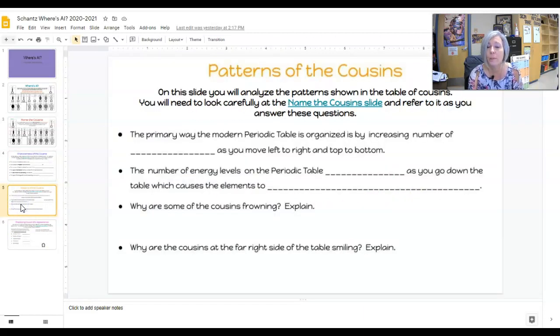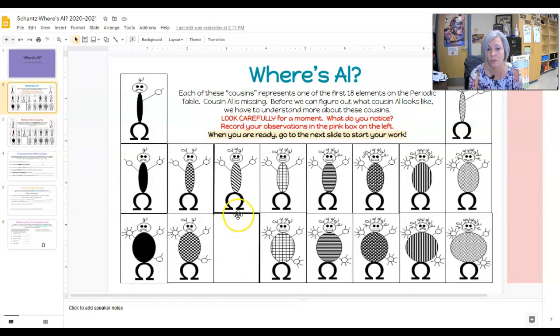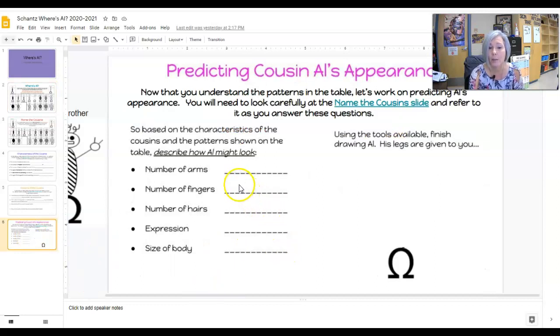Below that are questions about the patterns. Type in the boxes. And then finally, we had one cousin missing. So if you look back at our picture, there's nobody here. So we have to fill in the information about cousin Al. How many arms should he have? How many fingers, hairs, and so on, based on the patterns on the periodic table. Extra bonus here if you can actually draw in Al. I'm not going to count it wrong if you can't.